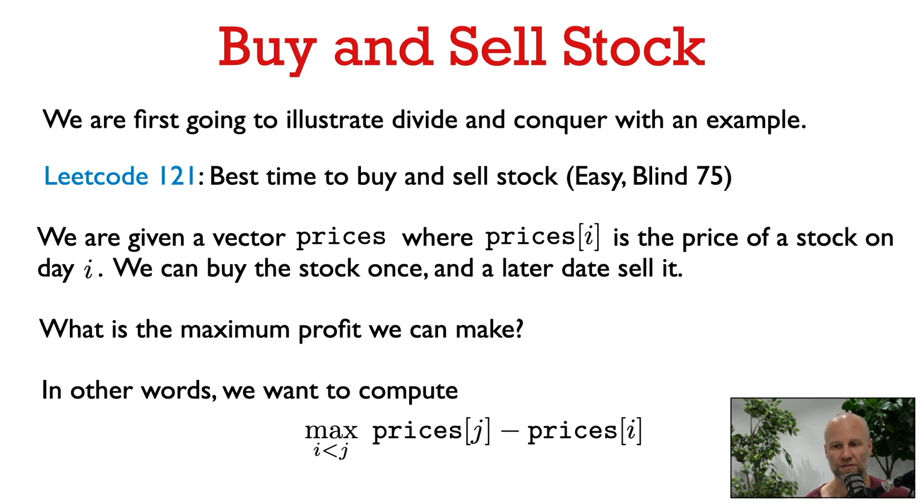So this is kind of a wordy definition. If you prefer a more mathematical definition, what we want to compute is the maximum over i less than j of prices[j] minus prices[i]. Right, so how this corresponds to the word definition: i is the time where you buy, j is the time where you sell. You have to buy before you sell, so i is less than j. And the profit is the price when you sell minus the price when you bought. So prices[j] minus prices[i]. Okay, so that's the problem.